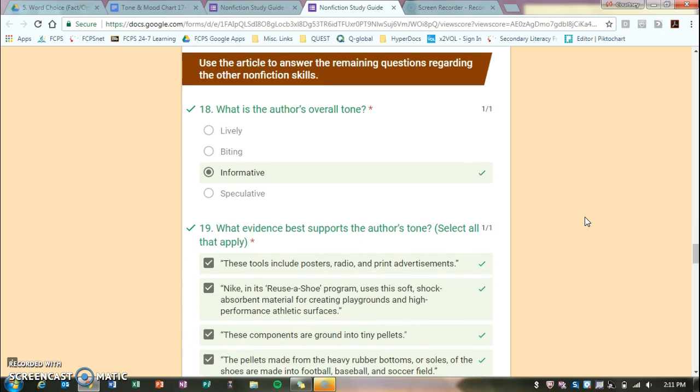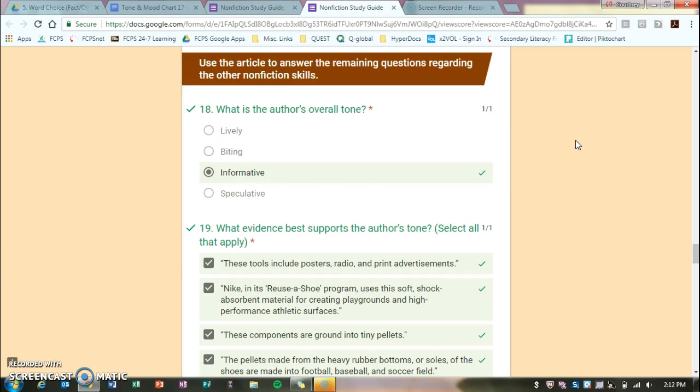So your next section was still in regards to the same article of recycled shoes, but this deals more with other nonfiction skills. So what is the author's overall tone? The correct answer was informative. This author was writing to present you with information. Okay, so first of all, it was more on the positive side. So biting and speculative would not work. Biting means it's really harsh, it's really sharp. Sometimes it can be determined as mean, so that wouldn't fit. And speculative means that you're speculating about something. You're not sure, you're kind of putting the facts forward, but you're like, well, decipher this for yourself. So that also would not fit.